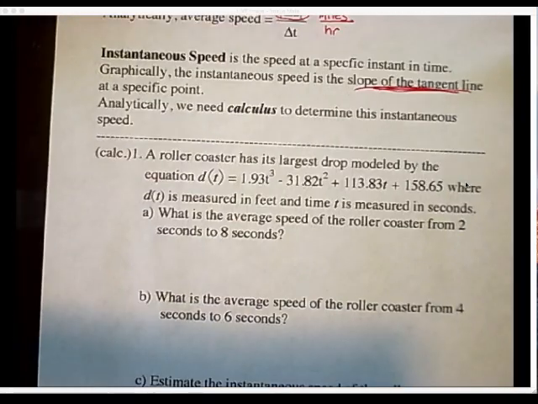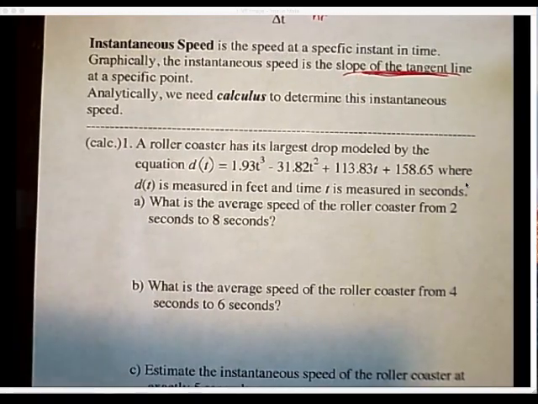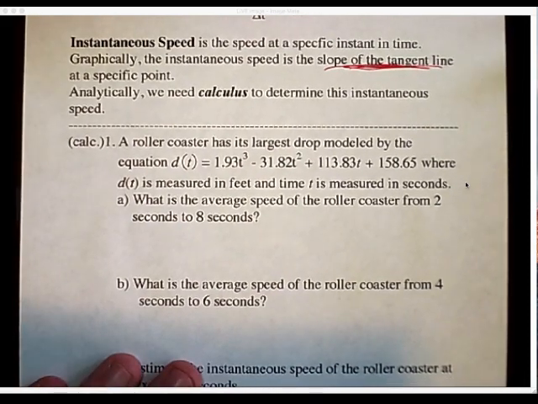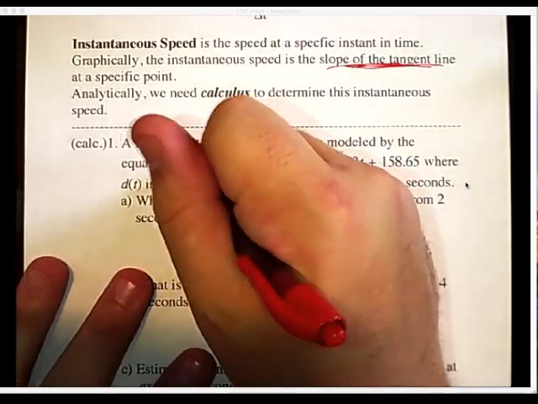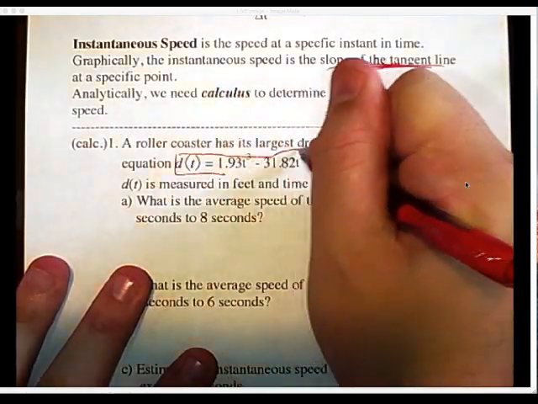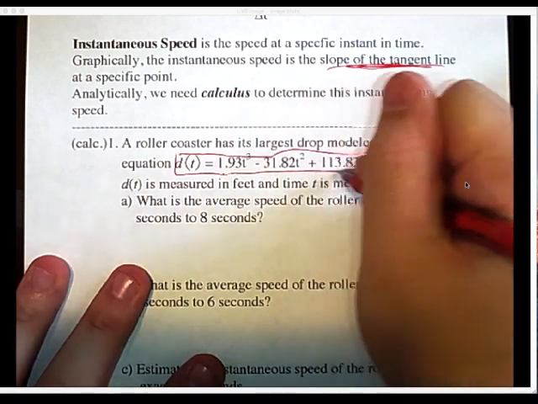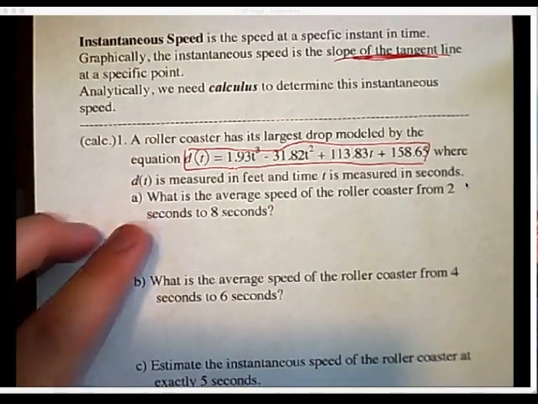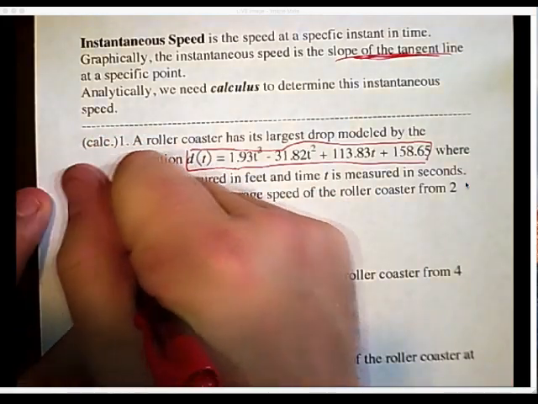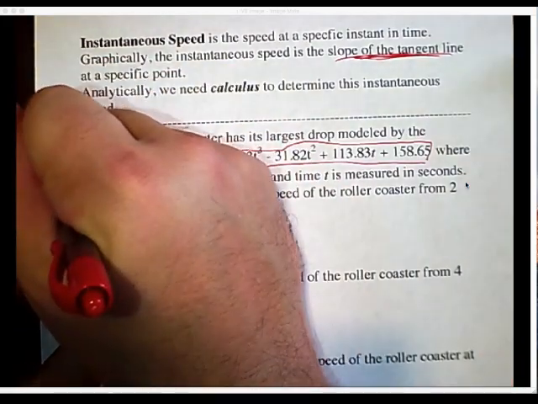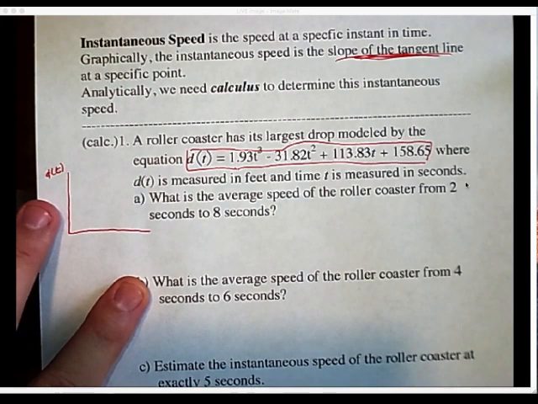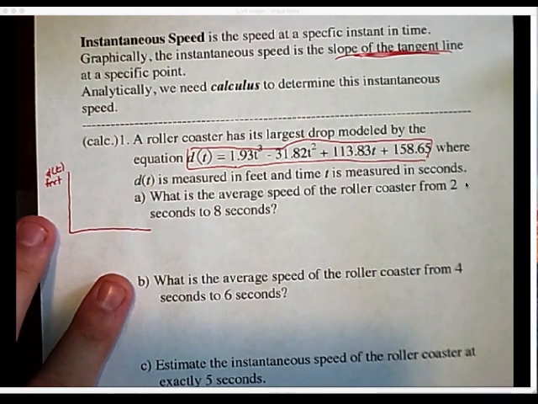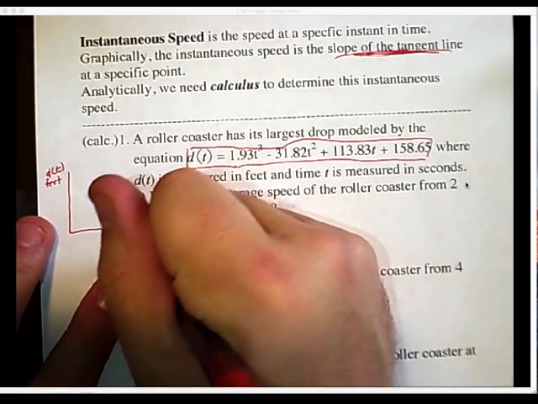Now coming back to the note card here, let's go ahead and do some problems to help us understand. It says a roller coaster has its largest drop modeled by this equation, where d of t is measured in feet and time is measured in seconds. So if we were going to plot this out on this axis, d of t is measured in feet, and time is measured in seconds.